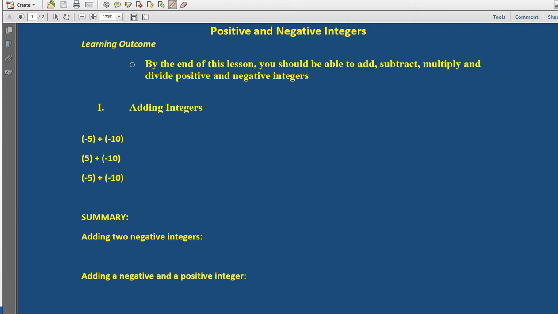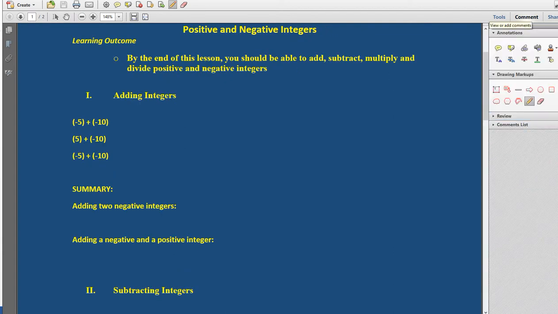Okay, so we're just going to quickly go over some basic strategies for solving positive and negative integers in the way of addition, subtraction, multiplication, and division. All right, so first for adding integers.